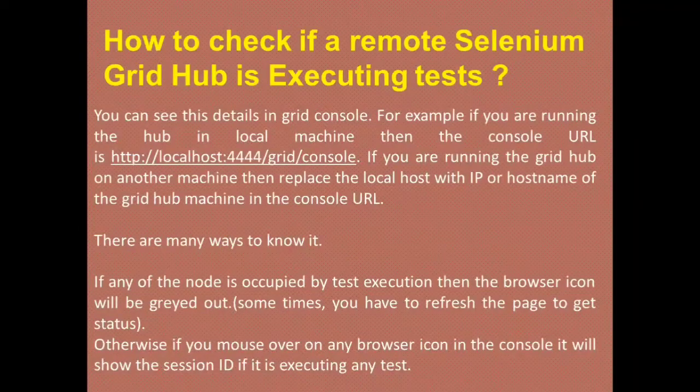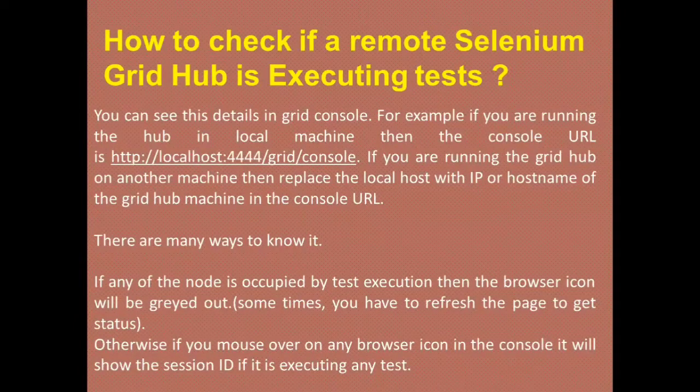Next question, how to check if a remote Selenium Grid hub is executing a test? You can see the details in the Grid console itself. For example, if you are running the hub on a local machine, then the console URL is http://localhost:4444/grid/console. If you are running the Grid hub on another machine, then replace localhost with the IP or host name of the Grid hub machine in the console URL.